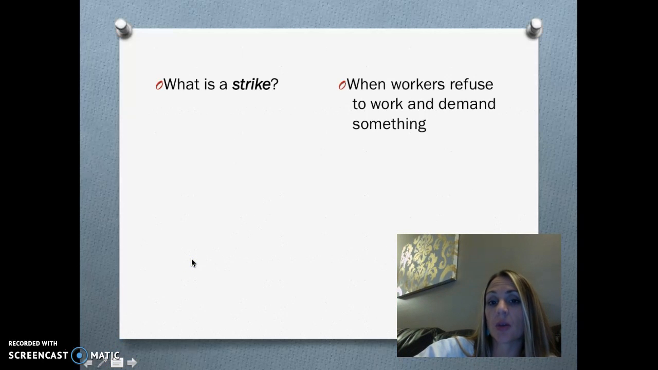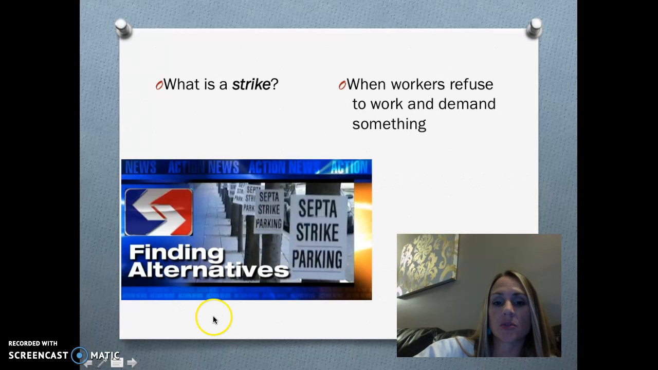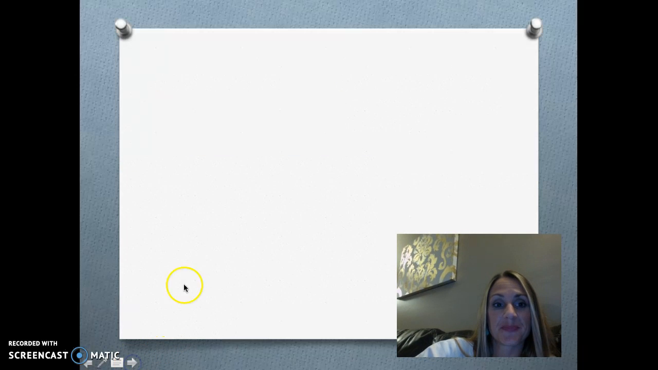What's a strike? When workers refuse to work and demand something. Okay, and this is, of course, the SEPTA strike we talked about.